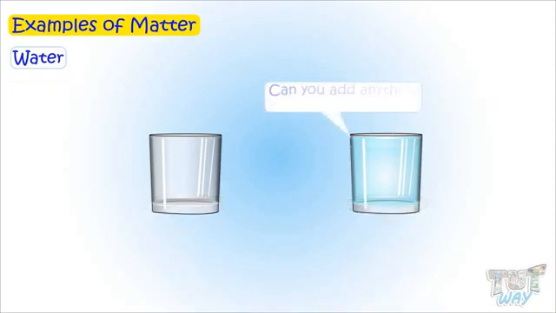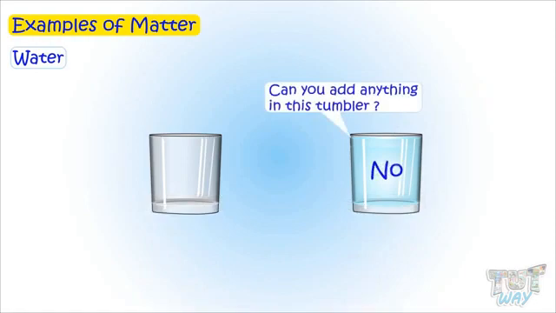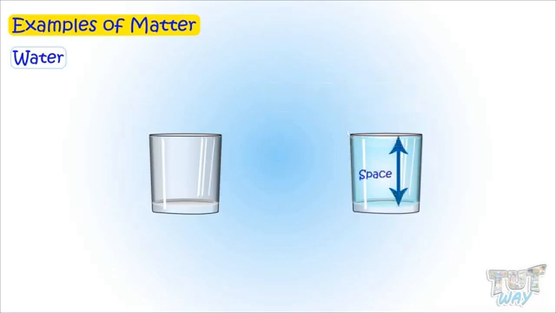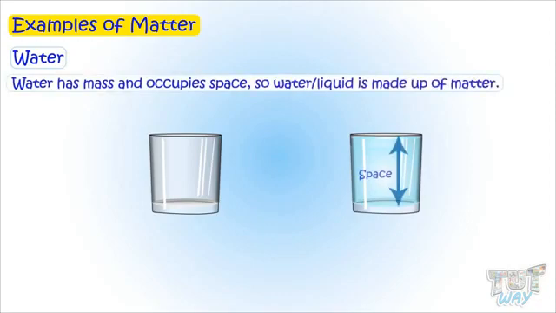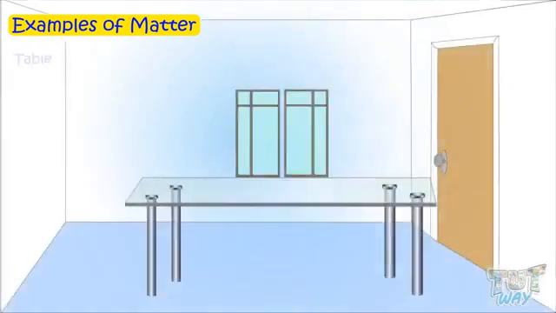Now can you add anything to a tumbler which is already full? No, you cannot add anything to a tumbler which is already full with water or any other liquid. So it means that water or any liquid occupies space. So water or any liquid has mass and occupies space. So it is matter.